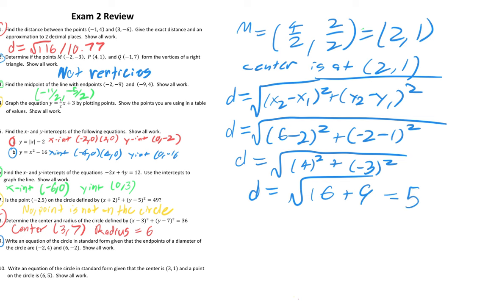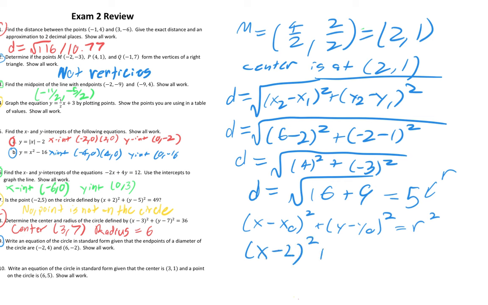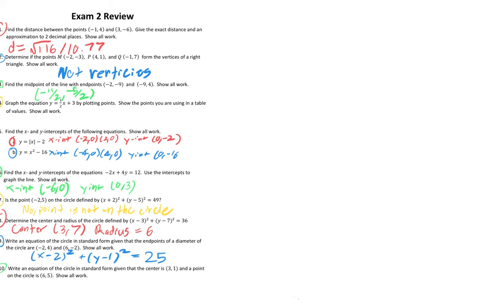So to write our equation in standard form, it is (x - x0) squared plus (y - y0) squared, which is equal to our radius squared, where 5 is our radius, right? So our equation is going to be (x - 2) squared plus (y - 1) squared is equal to 5 squared, which is 25. So now we want to look at question 10. We want to write an equation of a circle in standard form, where the center is (3, 1) and a point on the circle is (6, 5).